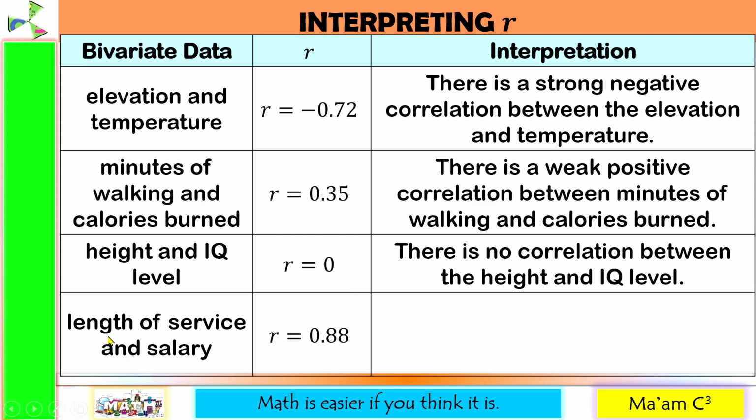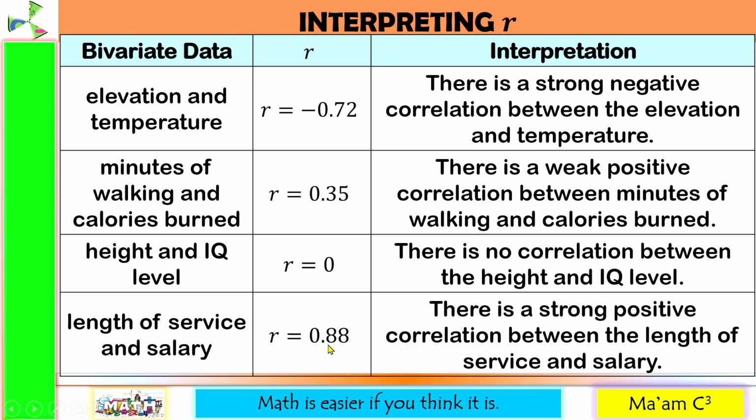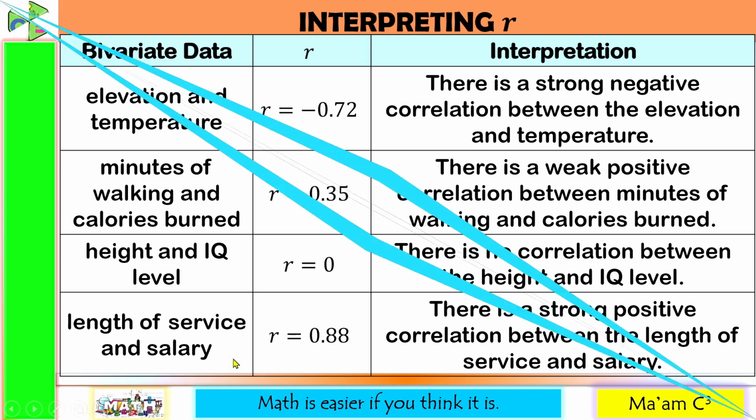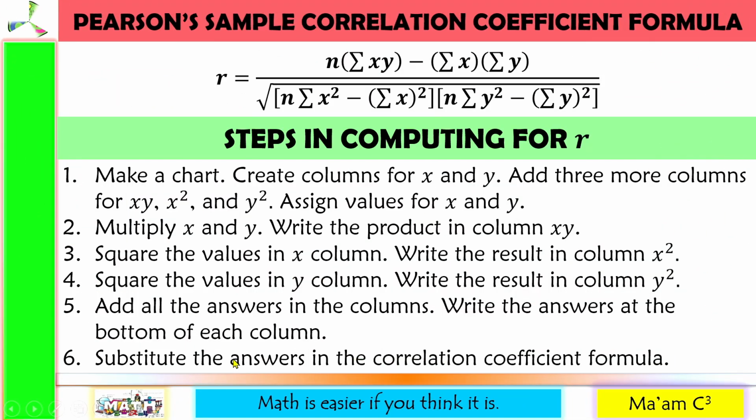Last one is the length of service and salary. The value of R is 0.88. This is strong and positive. So we have a strong positive correlation between the length of service and salary. This time, let us talk about solving for R. So here is the formula and here are the steps. I'm going through this one by one and in detail in our example.